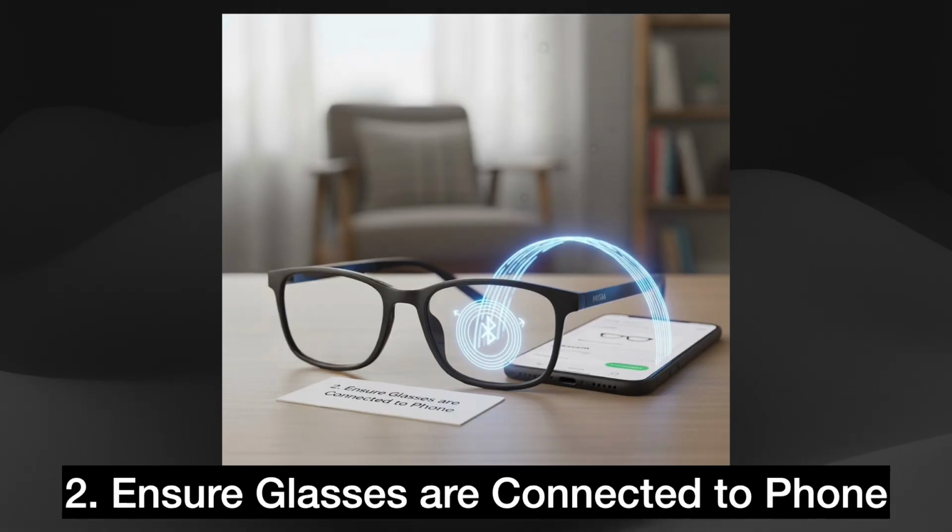Step 2. Ensure glasses are connected to phone. For the glasses to sync time, they need to be actively connected to your phone via Bluetooth. Open the MetaView app and confirm that your glasses show as connected. If not, try reconnecting them or restarting Bluetooth on your phone.